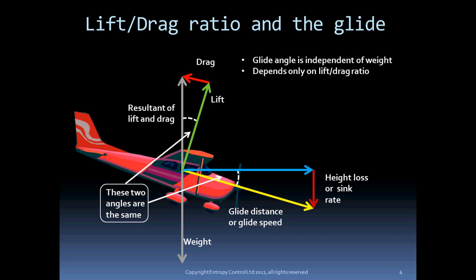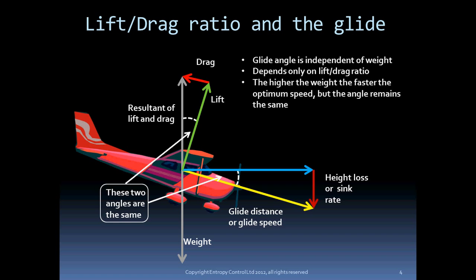The higher the weight, the faster the optimum speed, but the angle remains the same, and that is why gliders that are flying in strong thermal conditions will fill their wings with water. It allows them to have the same lift drag ratio, in other words the same glide angle, but everything happens at a higher speed.